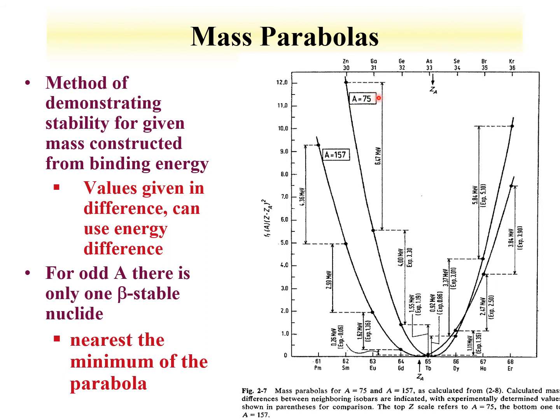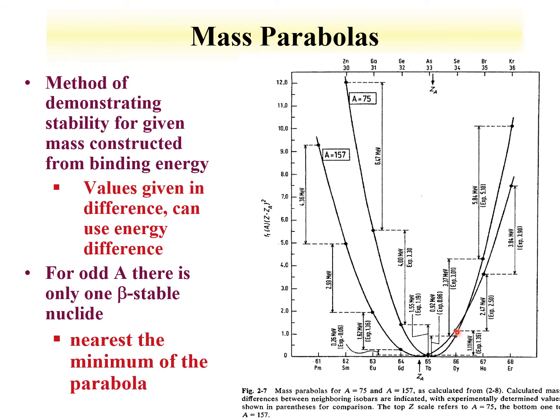So zinc 75 decaying to gallium 75 has this much energy, gallium to germanium, germanium to arsenic, and we see that there's a stability point here at arsenic. Krypton decays to bromine, bromine to selenium, and then selenium to arsenic. If we go to the A of 157, we're looking at the lanthanides, we see similar trends.